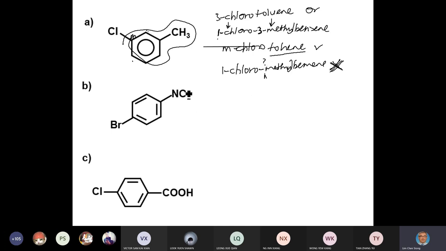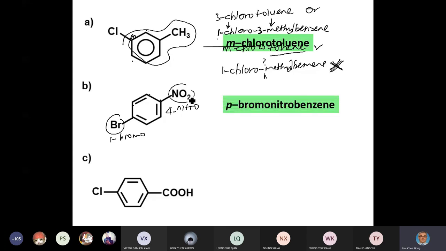Okay, next one is NO2 followed by Br. NO2 with the benzene ring has no special name, so this one is nitro and this one is bromo. Which one comes first? B first. So it should be one bromo, then followed by 1, 2, 3, 4, 4 nitro benzene. You can give the name this way or you can put p-bromonitrobenzene. Should be okay.